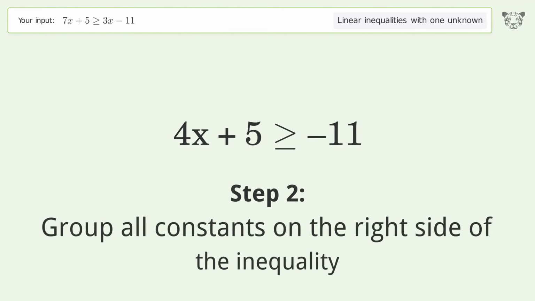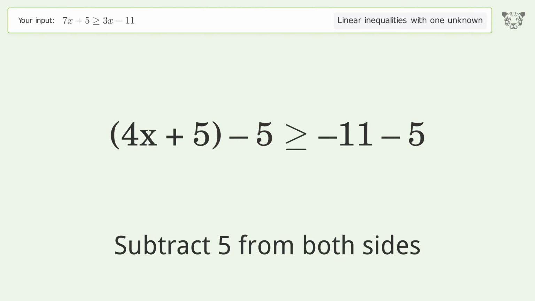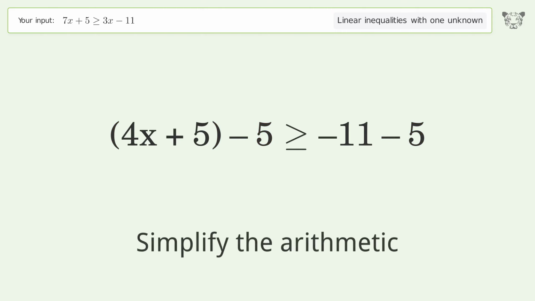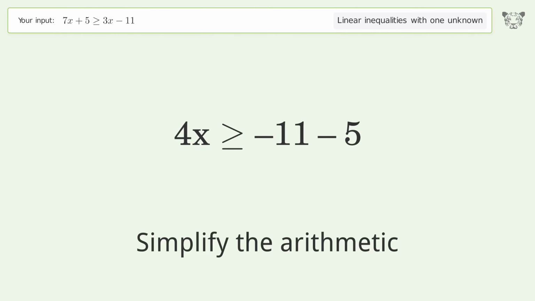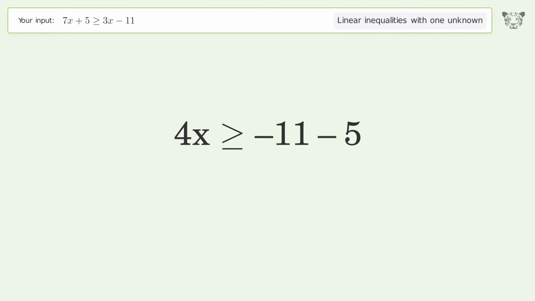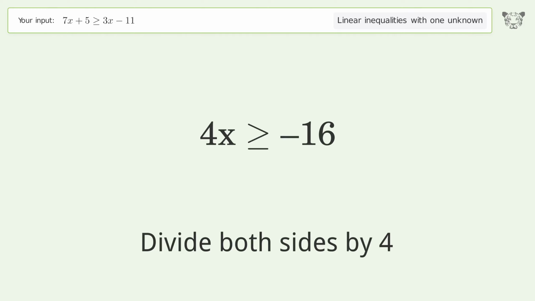Group all constants on the right side of the inequality. Subtract 5 from both sides. Simplify the arithmetic. Isolate the x. Divide both sides by 4.